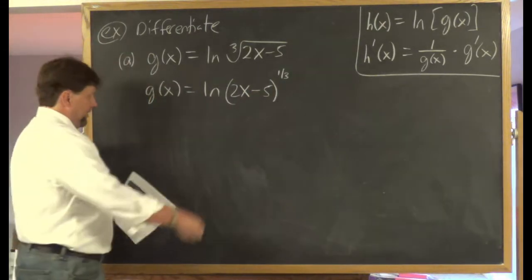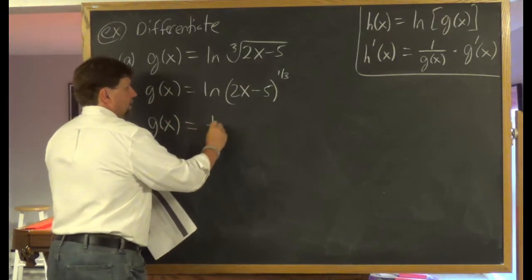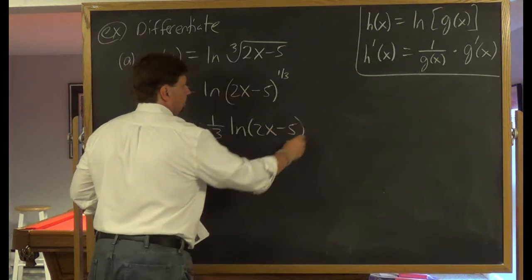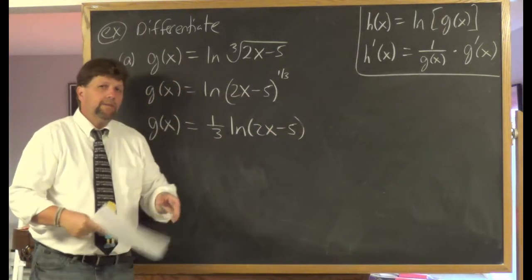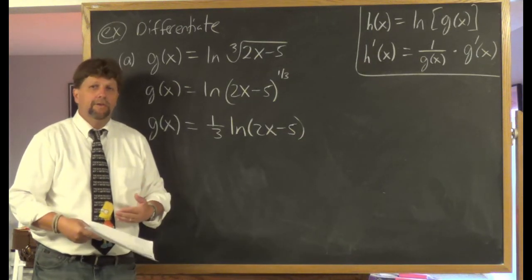That's algebra. So let me do that. G of x is equal to 1/3 natural log 2x minus 5. So I've done 2 steps of algebra. Now the calculus should be much friendlier for me to do.